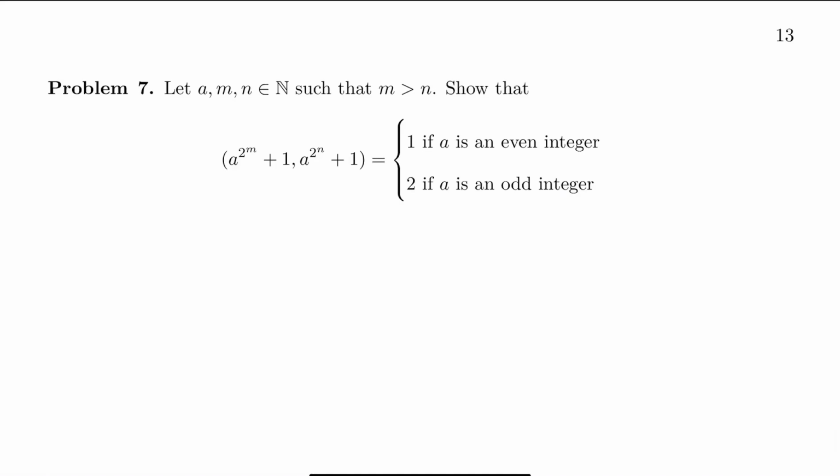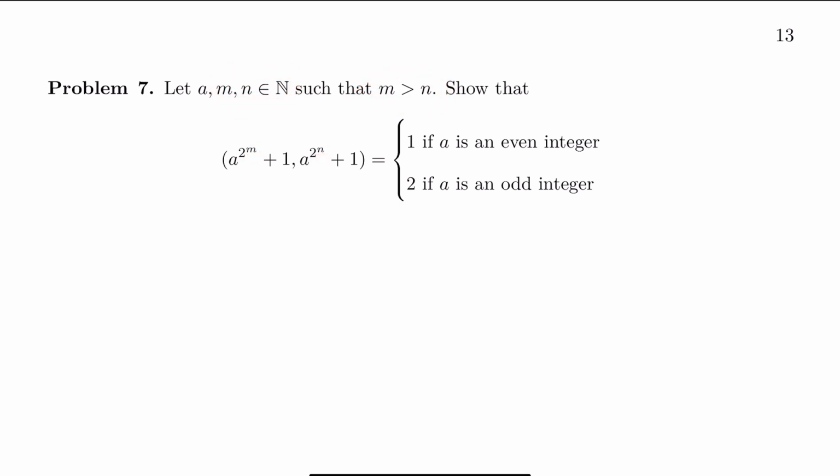Today we are going to show that the greatest common divisor of a raised to the 2 to the m plus 1 and a raised to the 2 to the n plus 1 is equal to 1 if a is an even integer, and equal to 2 if a is an odd integer, when a and n are positive integers and m must be greater than n.